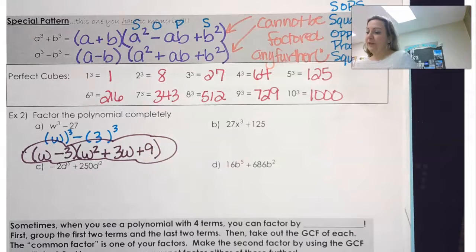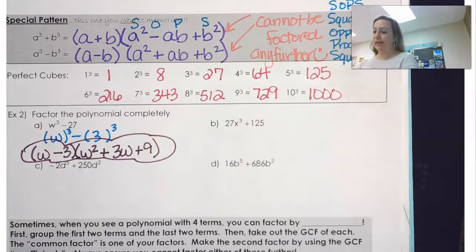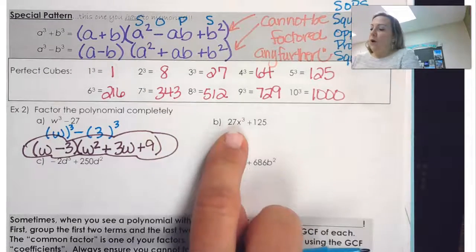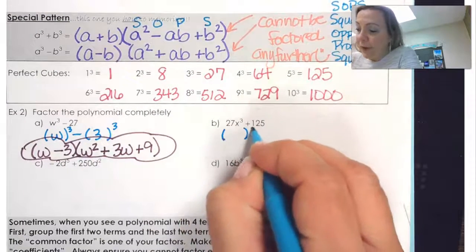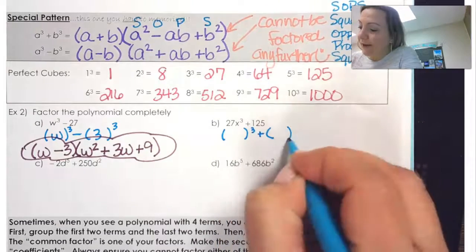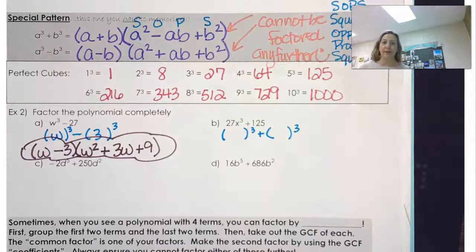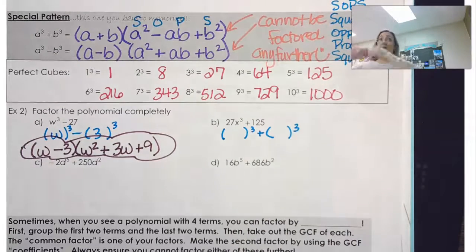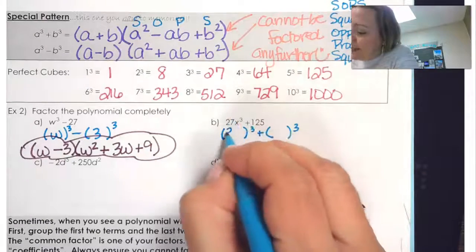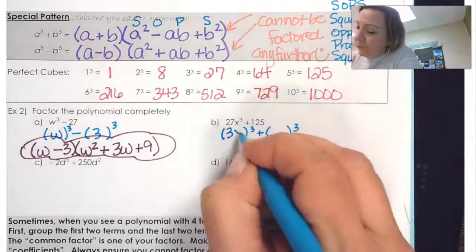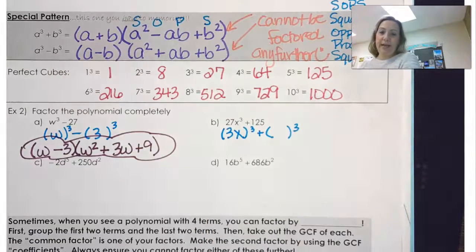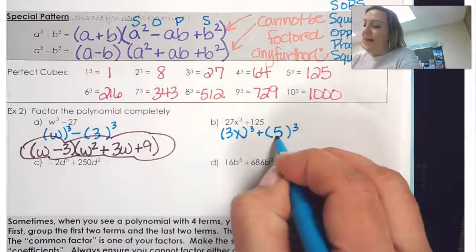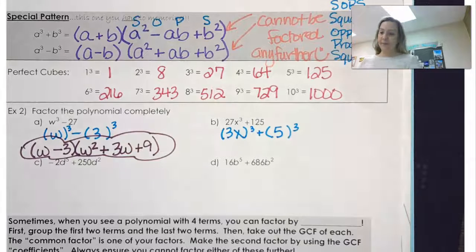Let's look at letter B, 27x cubed plus 125. So again, I'm going to request that we start by figuring out what the cube roots are. What are we cubing to make 27x cubed? Not 27x. That would mean that we have 27 multiplied by itself 3 times. But to make 27x cubed, that means that we're really cubing 3x. To make 125, we're really cubing 5.